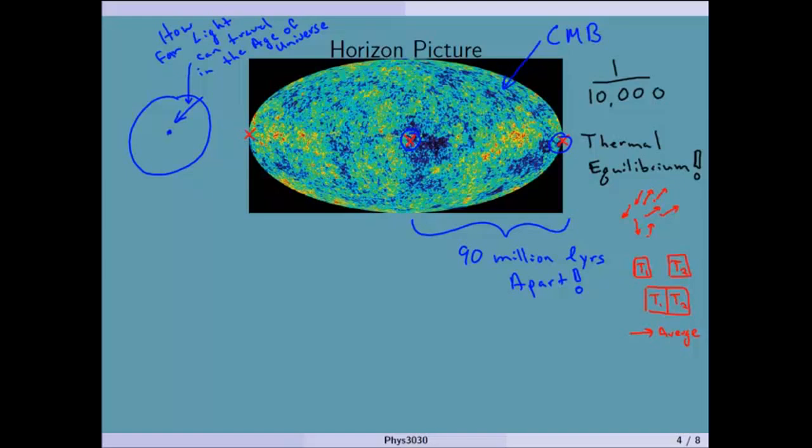But the problem is, if you go back in time to when the CMB was released, the furthest these particles could have been apart was about 900,000 light years, which is a lot smaller than 90 million light years. So the universe is expanding at this early time, and we're going to do a little digression. Actually, let's do a little digression about what we're trying to talk about here.